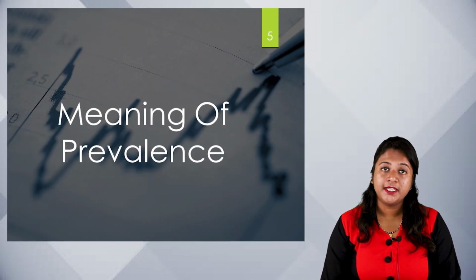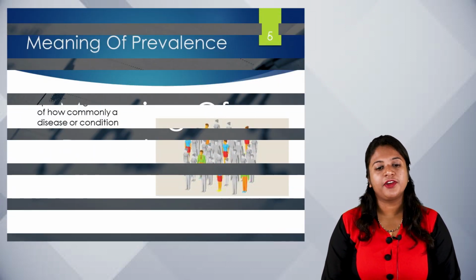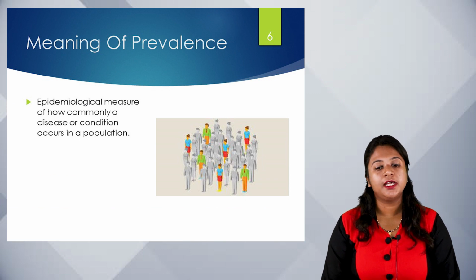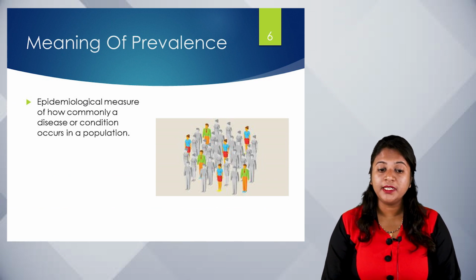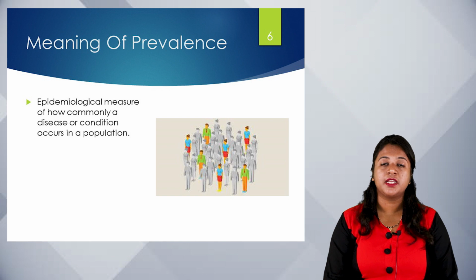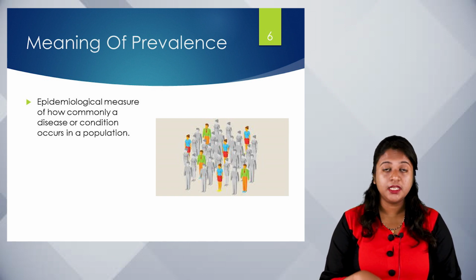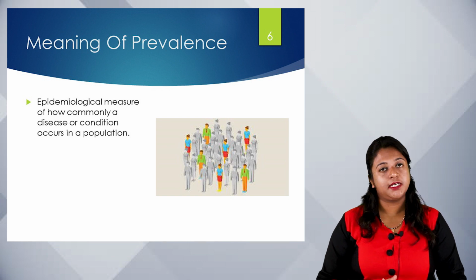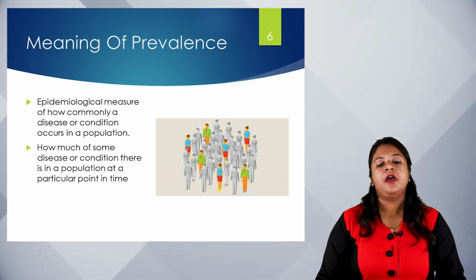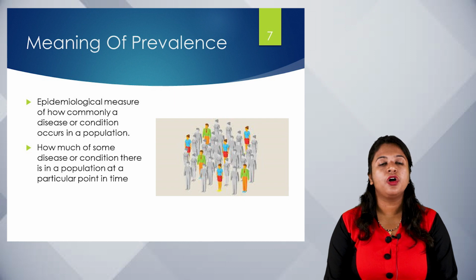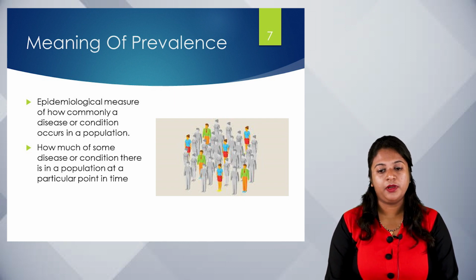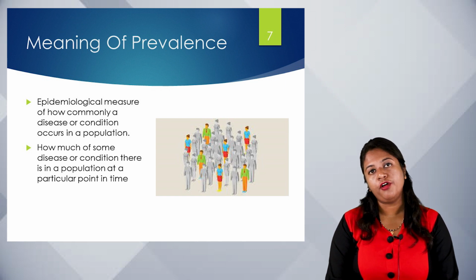So we'll see what is prevalence. It's a frequently used epidemiological measure of how commonly a disease or a condition occurs in a population. How common a particular disease or condition is in a population, that when we study, becomes the prevalence. Prevalence measures how much of some disease or condition there is in a population at a particular point of time.